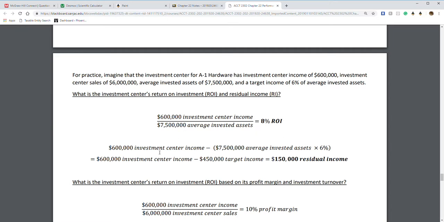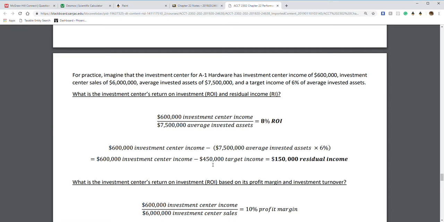RI, though, is taking the investment center income minus our average investment assets times our target income. This figures out what our target income is. So 7.5 million times 6% gives us 450,000, which is cool. Awesome sauce. So once we subtract that out, it shows that we have 150,000 in residual income, our extra value that has been added, which is great. We love that. Woohoo!